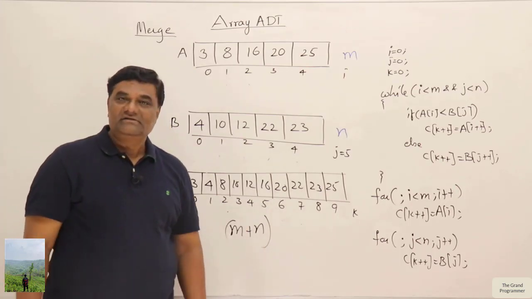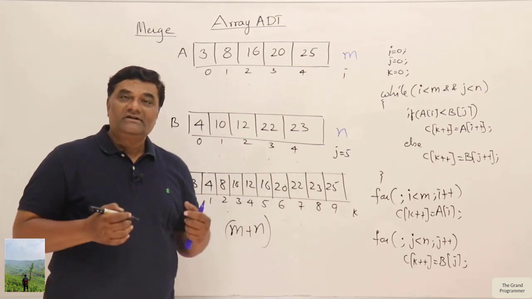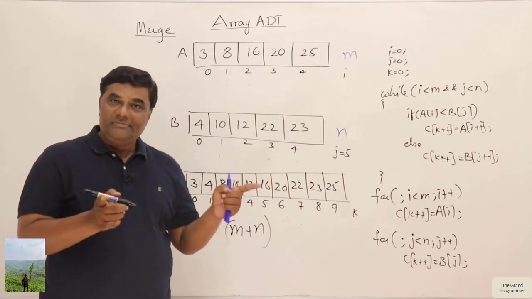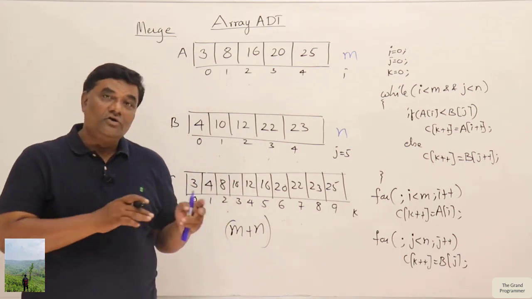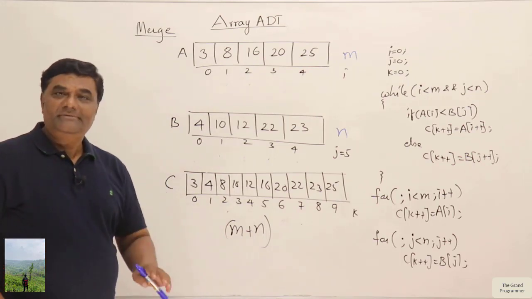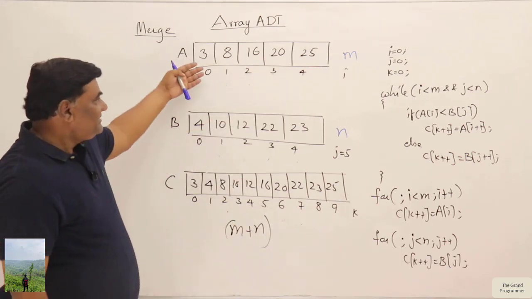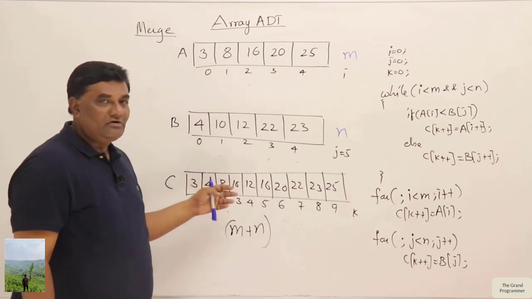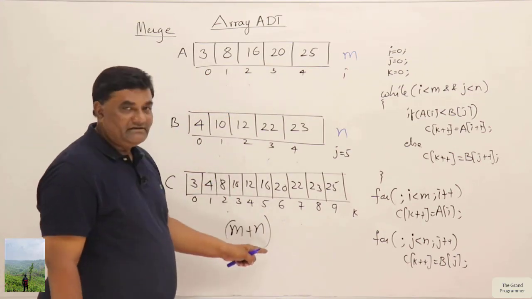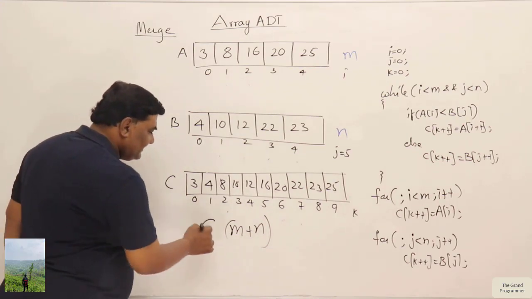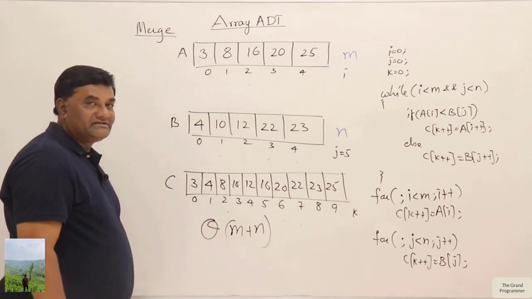Now analysis. What is the work done? Comparing the elements and copying the elements. Here we prefer copying of elements. So how many elements are copied? M elements from here, N elements from here are copied. So total time taken is M plus N. So it is written as theta of M plus N.